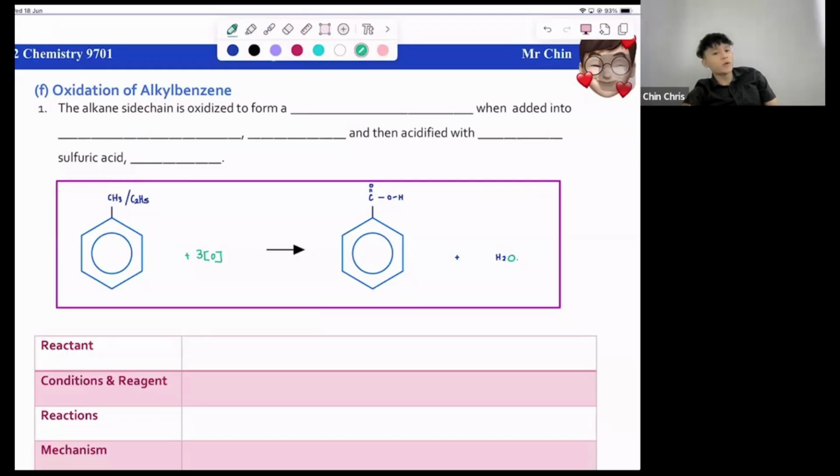Okay, so this is how we oxidize your alkyl benzene. CH3, C2H5, be it any length you have, you can always oxidize it and turn it into a benzoic acid. Okay, a benzoic acid is formed. Oxidation must take place with a side group. If there's no side group, there's no oxidation.